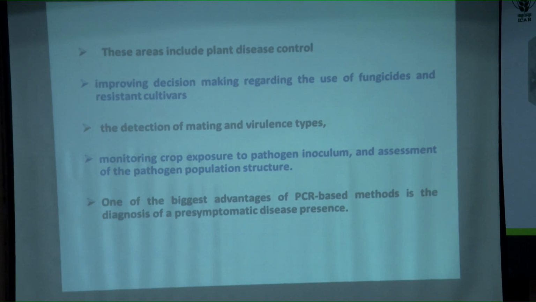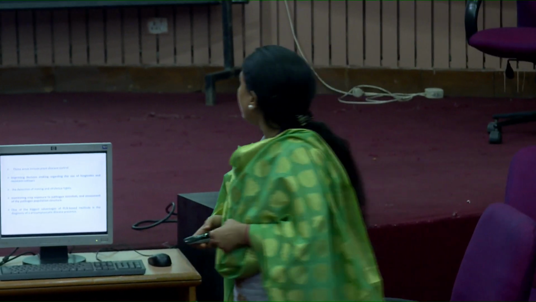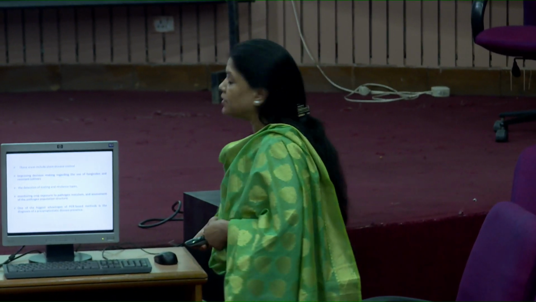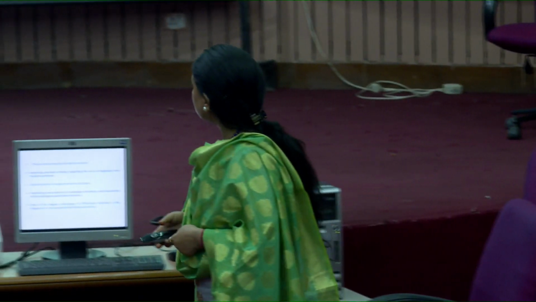Okay. Then, for virulence studies also, some pathogenicity related genes may be present in some isolates and absent in others. For that purpose also you need markers. Then for monitoring crop exposure to pathogen inoculum and assessment of the pathogen population structure, you need markers. One of the biggest advantages of PCR based methods is diagnosis of the pre-symptomatic disease stage. Generally, morphological and other methods are used to diagnose after the appearance of symptoms. These methods are very sensitive and we can diagnose in the pre-symptomatic stage also.